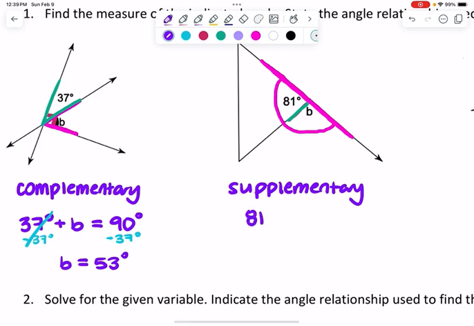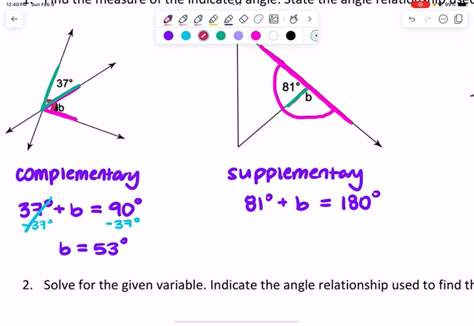So 81 degrees plus whatever B is equal to 180 degrees. And again, I could use my solving equation skill. To get B alone, I'm going to subtract 81 degrees from both sides. And I find out that B is 99 degrees.